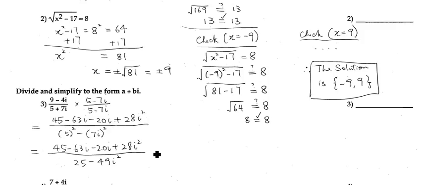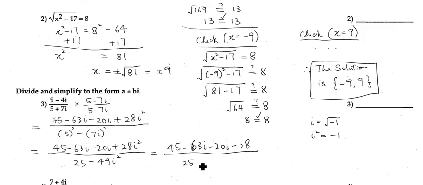And now let's see, i squared, what is that supposed to be? I squared means what? Would that be 1? Negative 1. i is equal to radical negative 1. So i squared has been defined as negative 1. So in other words, I have 45 minus 63i minus 20i minus 28, and then the whole thing divided by 25 plus 49.